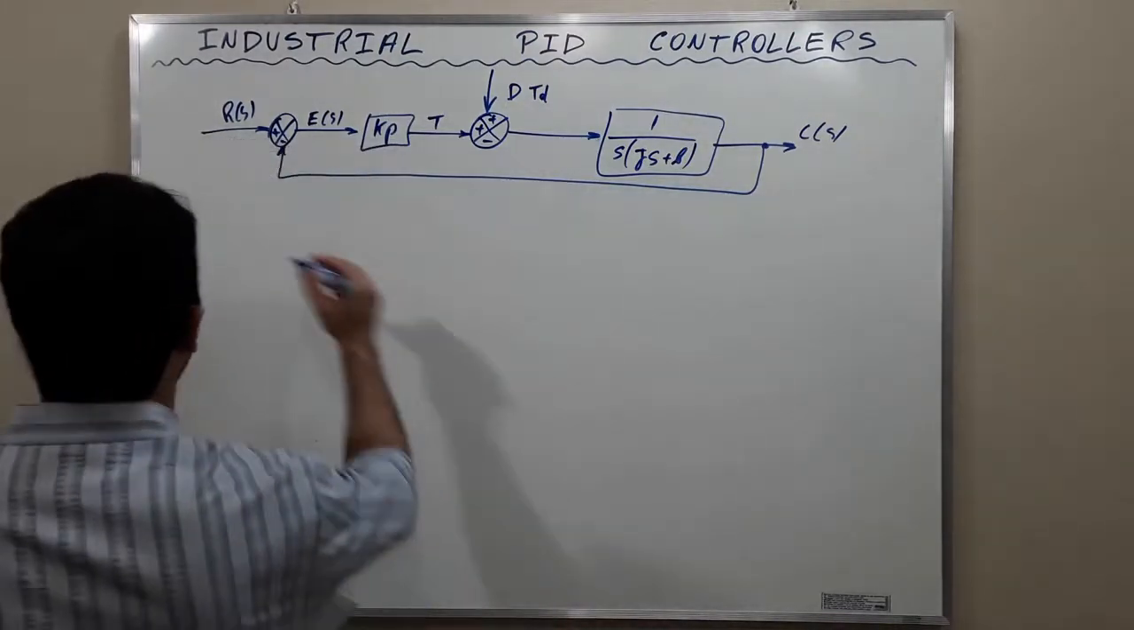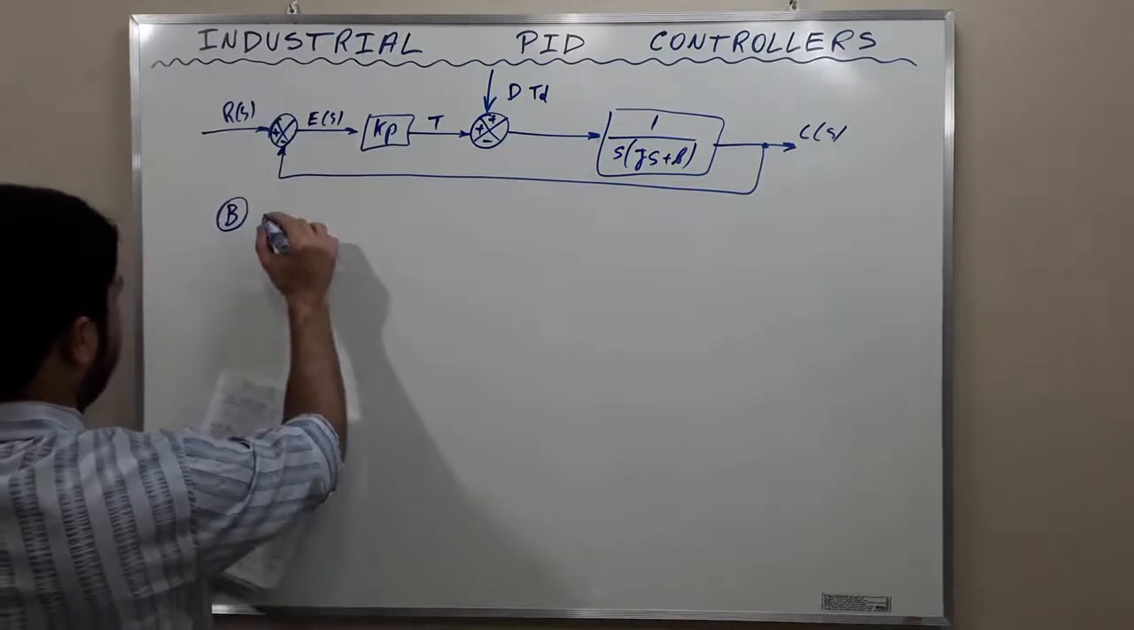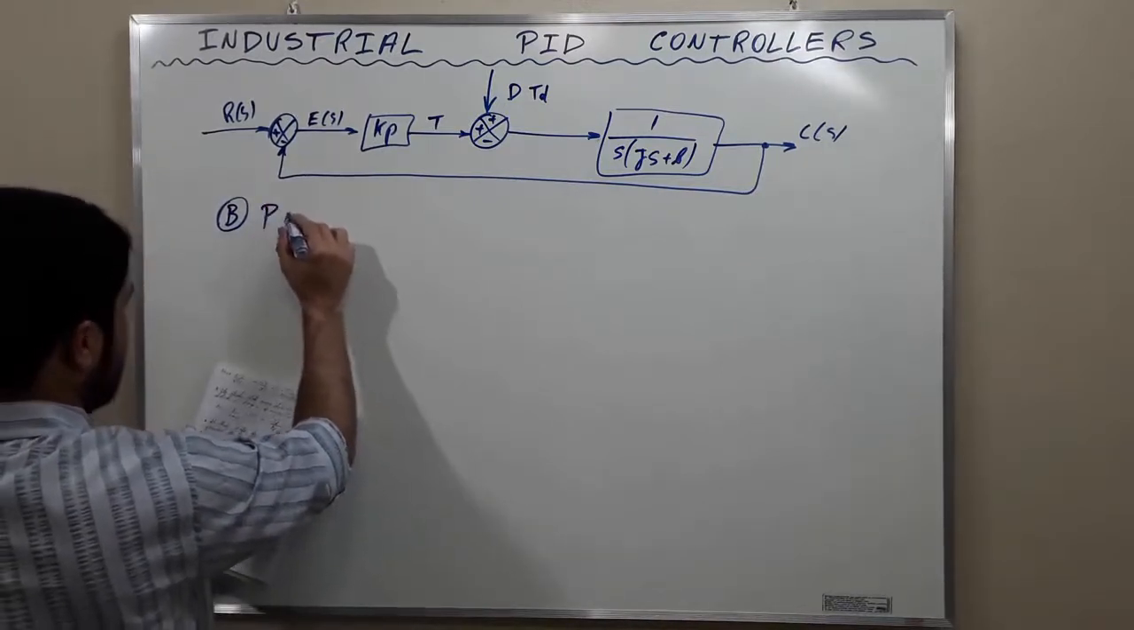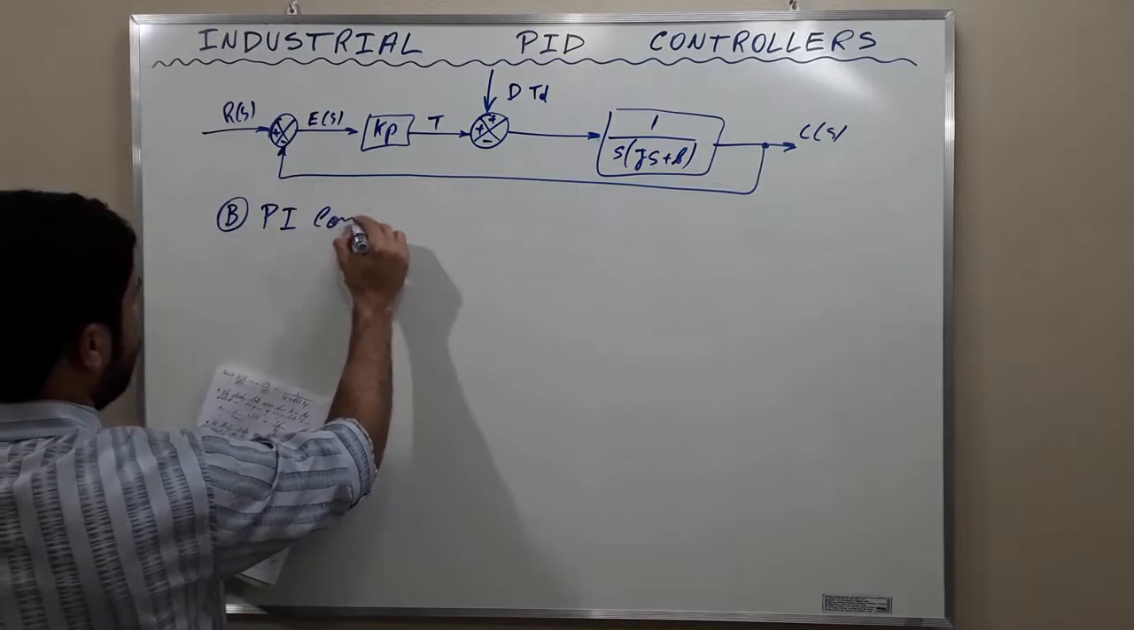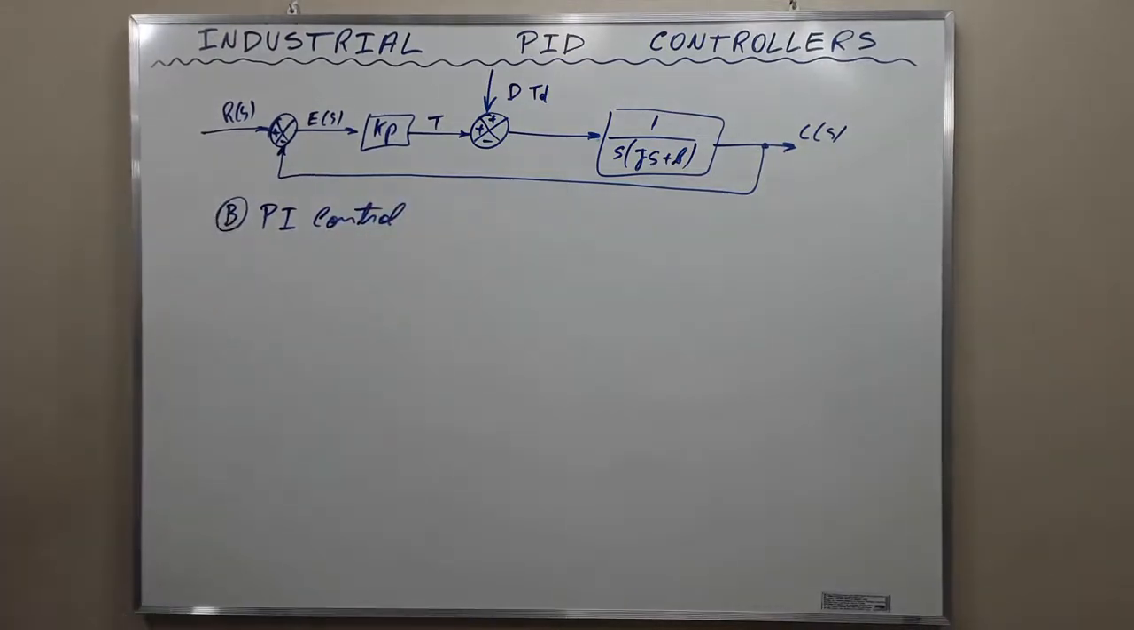Letter B is going to be PID control, and let's observe what's happening when a disturbance occurs in a system controlled by a PID control.